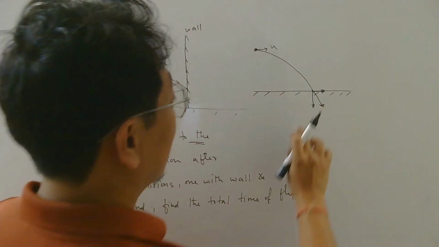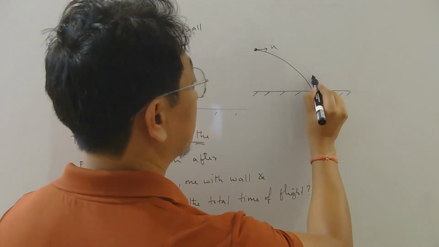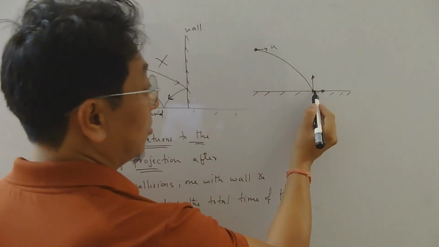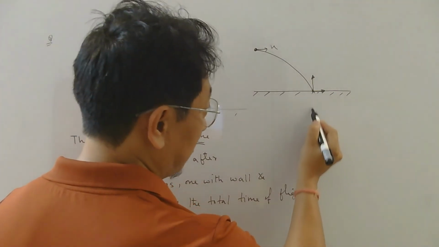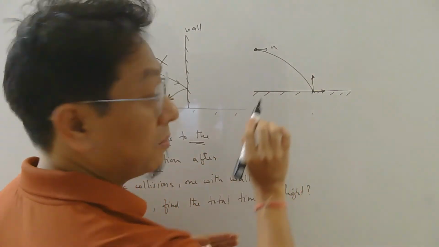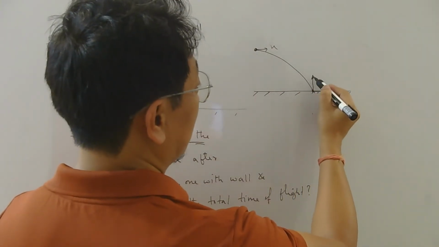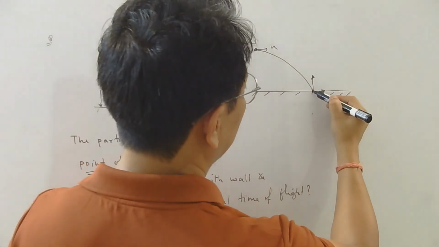Because it is an elastic collision, this velocity component will be reversed and this one will stay as it is. So this velocity remains the same, and this velocity is now reversed. But remember, the magnitudes are the same. So with this velocity, it will gain the same height. It will gain the same height.